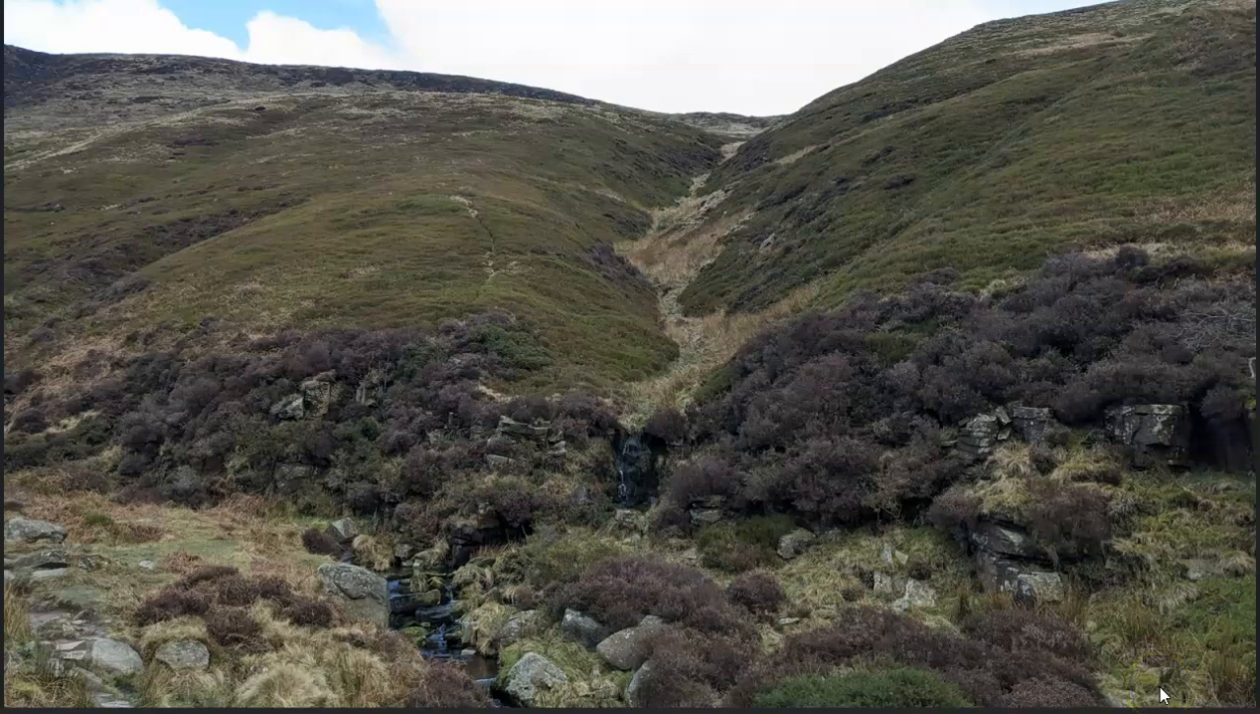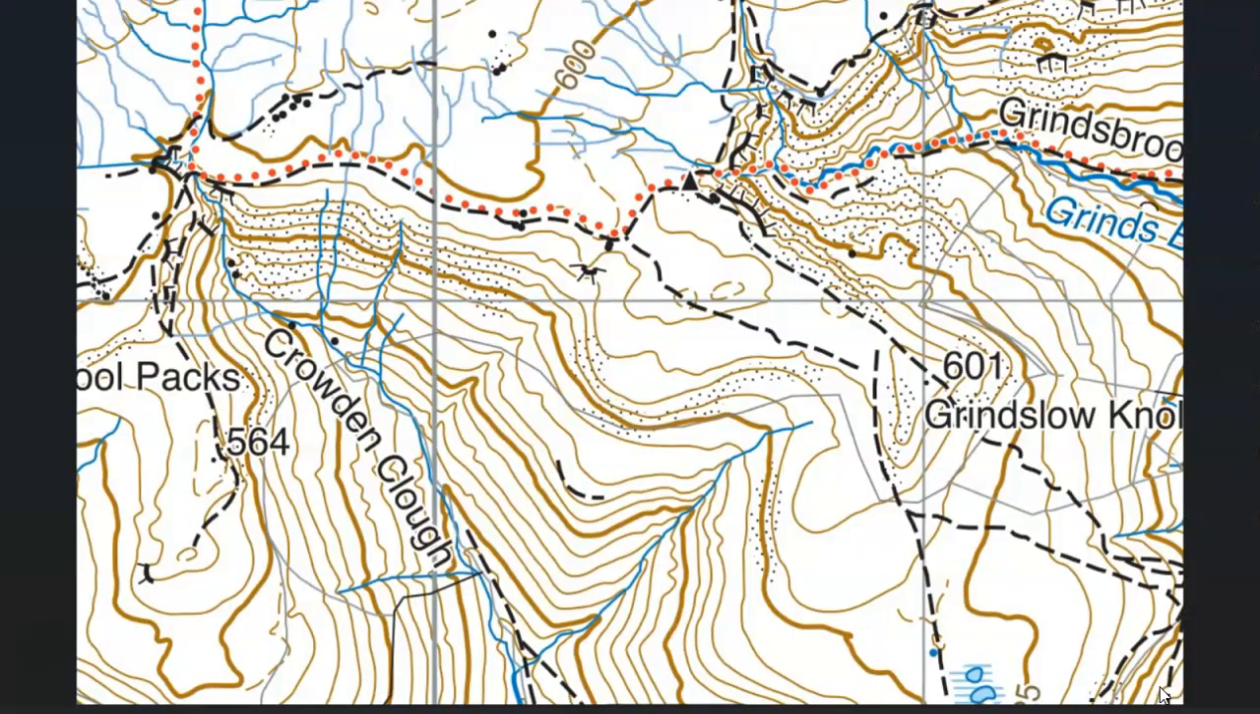So let's see if we can make sense of that on the map. We've got two main streams with valleys in them. We've got Crowden Clough coming down here, and we've got Grindsbrook Clough coming down here. They've both got streams, they've both got crags at the top, they've both got other tributaries coming in, a big one here. So which one of those is it?